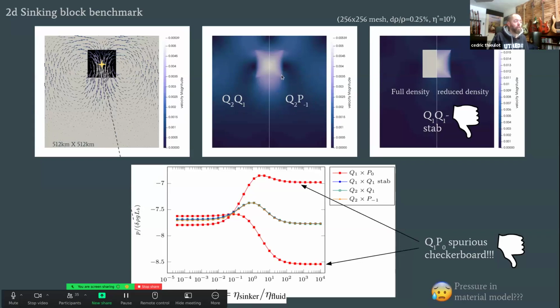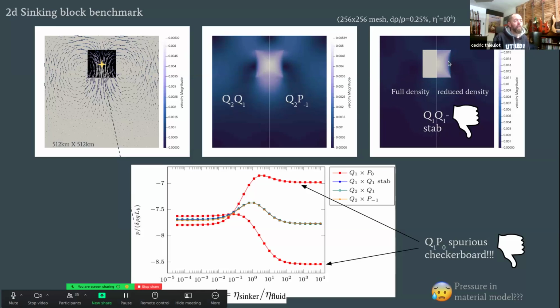And on the left and the right here, you see that the solutions for the velocity are pretty much identical. But when we look at the velocity field obtained with the Q1 Q1 stab, then this is using the standard full density mode. And you see that there is a huge problem. There is virtually no velocity in the block here. Well, here we have some kind of gradient. So this is pretty bad.